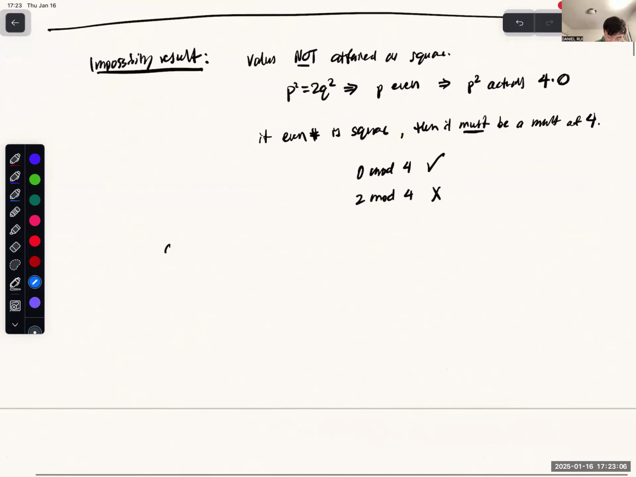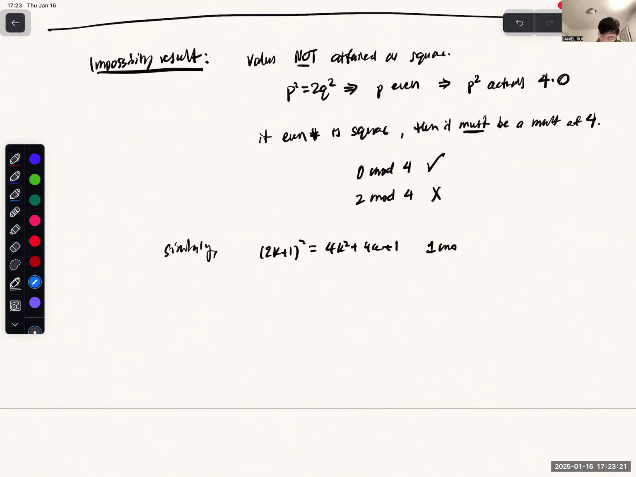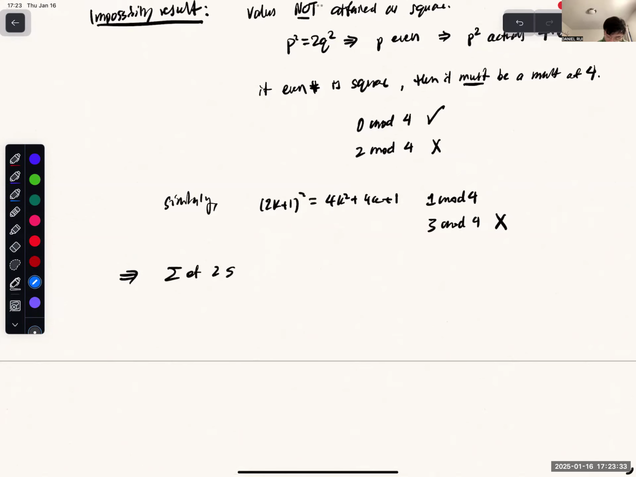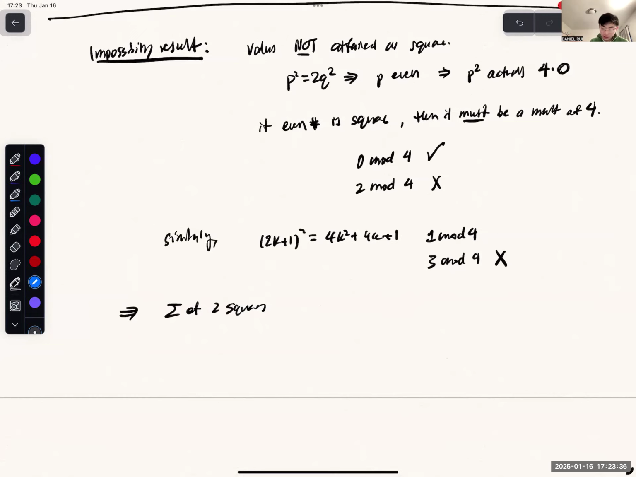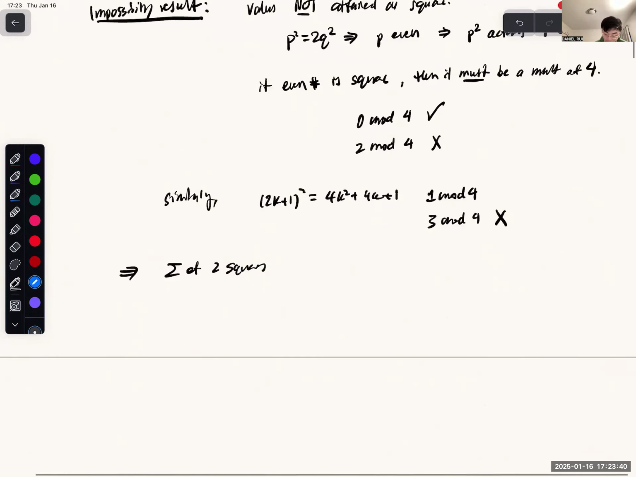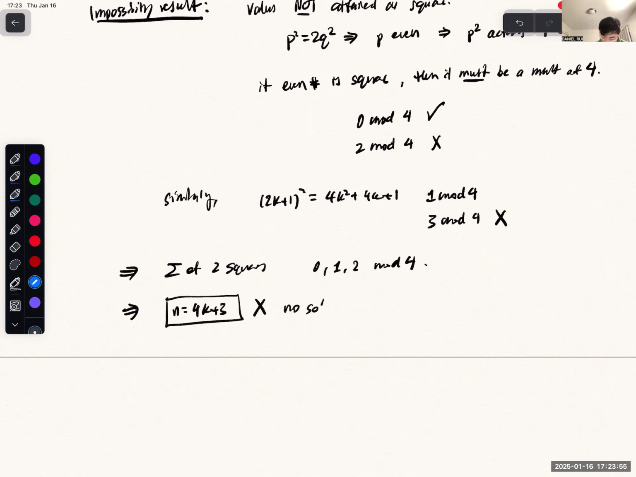And similarly, half of all odd numbers cannot possibly be produced by squaring either, right? (2k+1) squared is 4k squared plus 4k plus 1. This is 1 mod 4. So things that are 3 mod 4 cannot possibly be produced by squaring. And so therefore, for a sum of 2 squares, the only things that one square can do is 0 mod 4 or 1 mod 4. And therefore, we can only get 0, 1, or 2 mod 4 as a sum of 2 squares. So what we have proven is that any number n of the form 4k plus 3 has no solutions. Very straightforward.